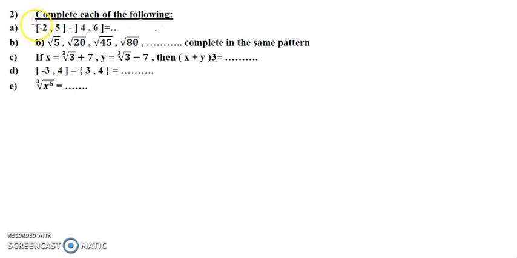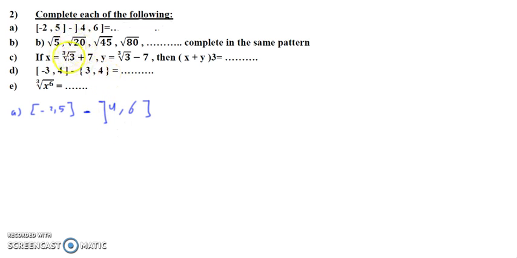Now we are going to solve the second question of Model 2. Number A: the closed interval negative 2 to 5, difference the interval from negative 4 to 6. In order to solve this problem correctly, note that 4 is opened here.